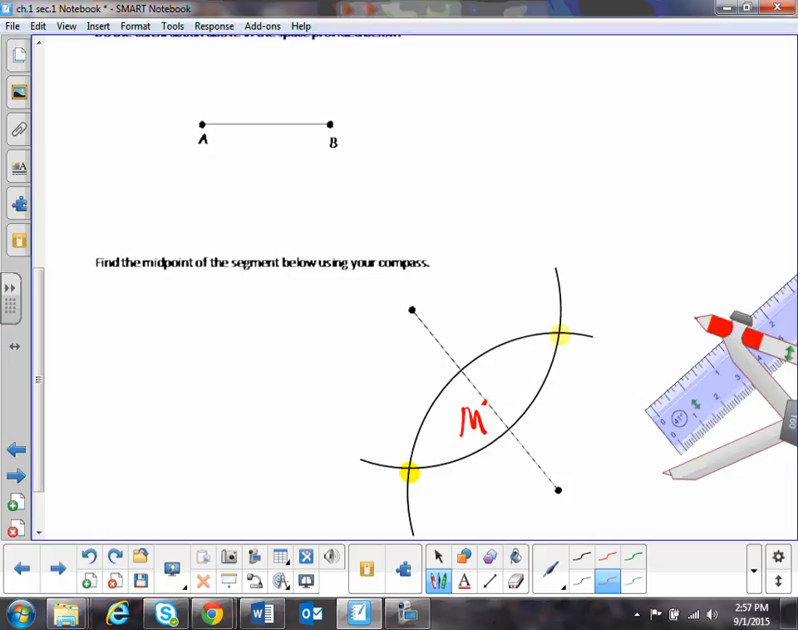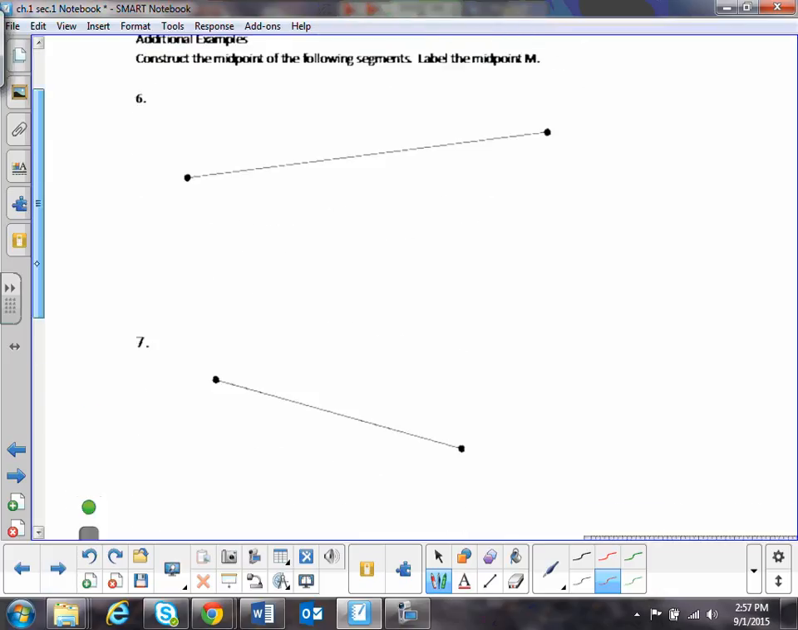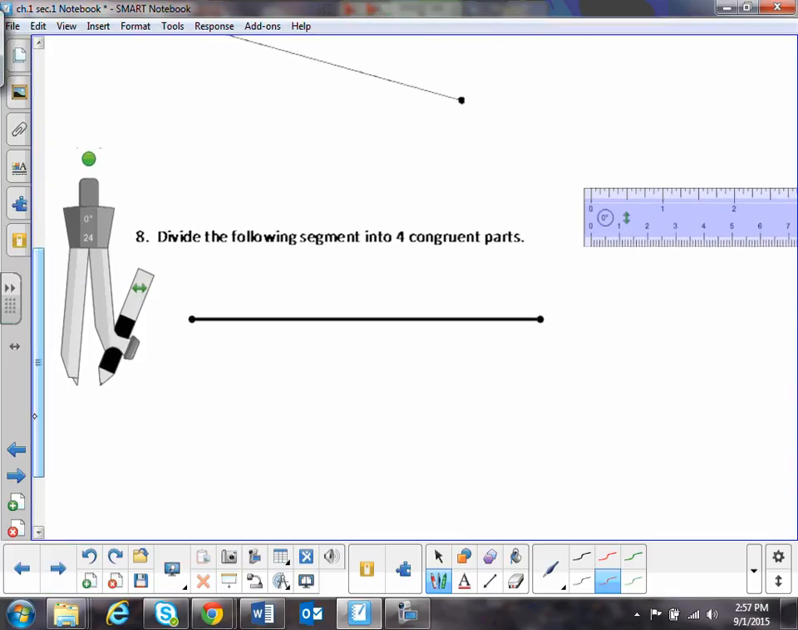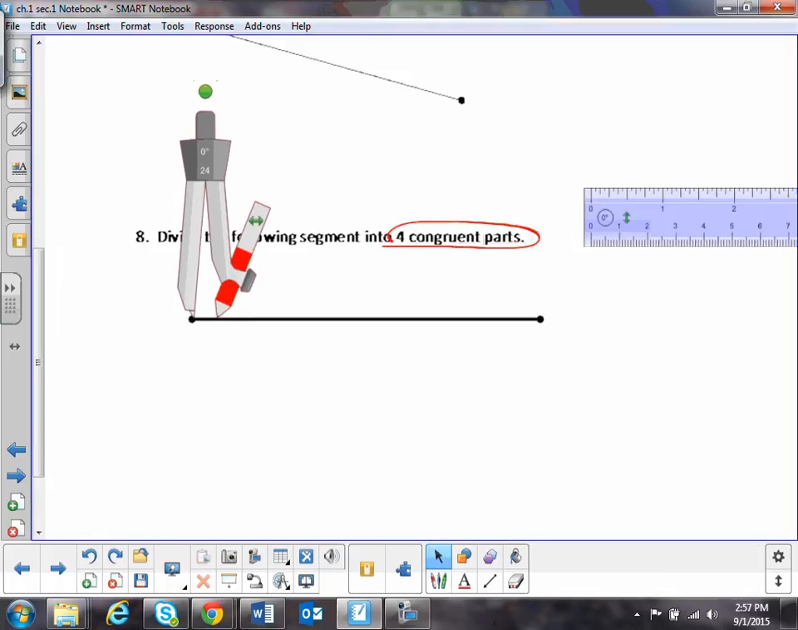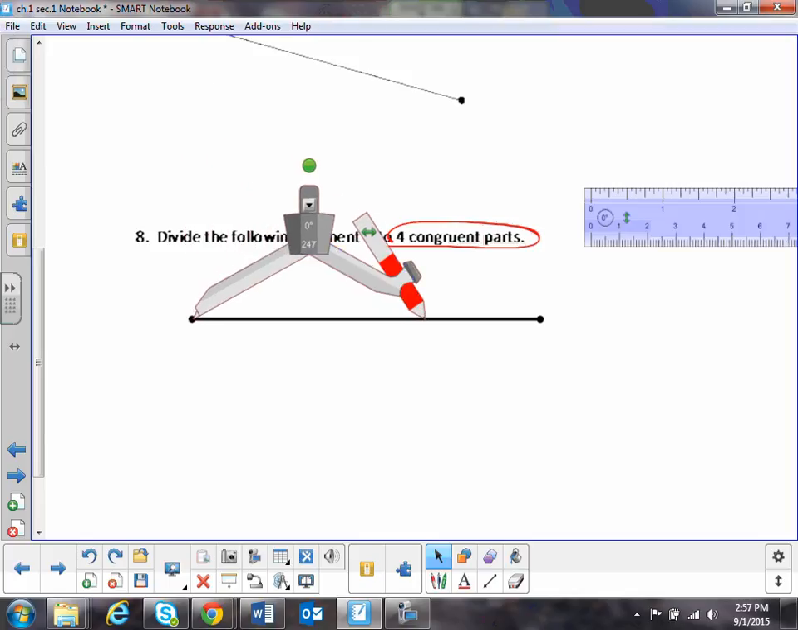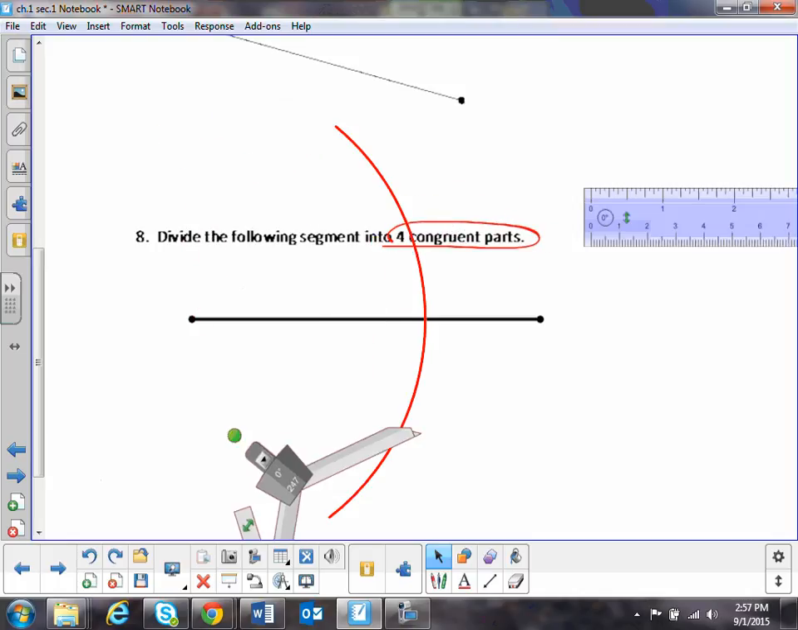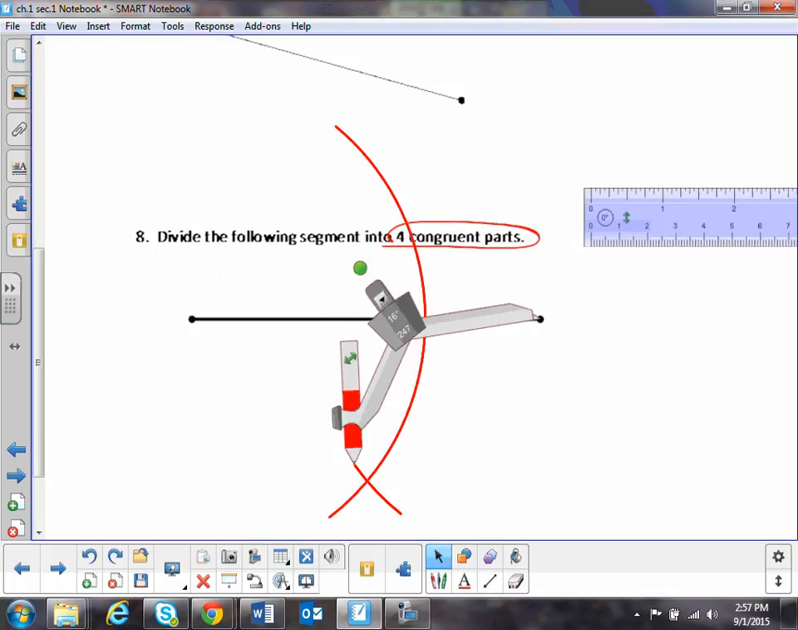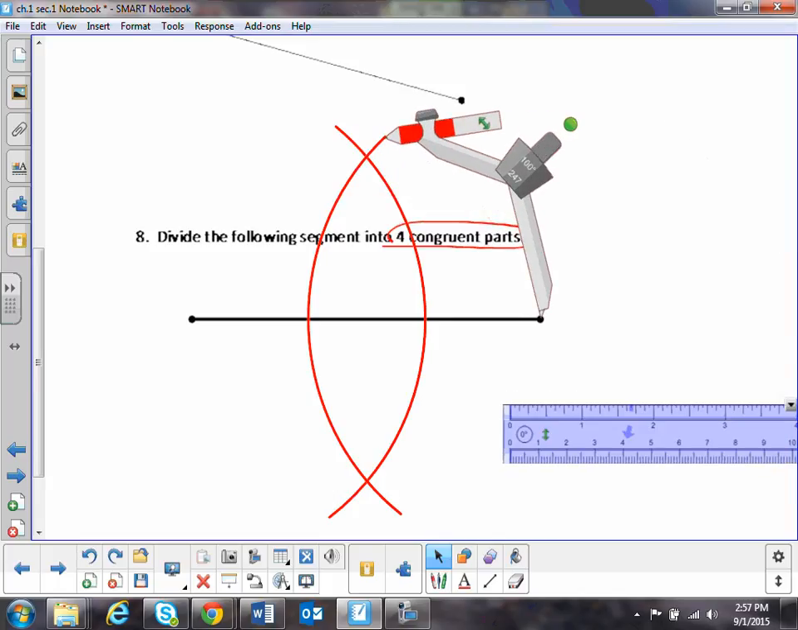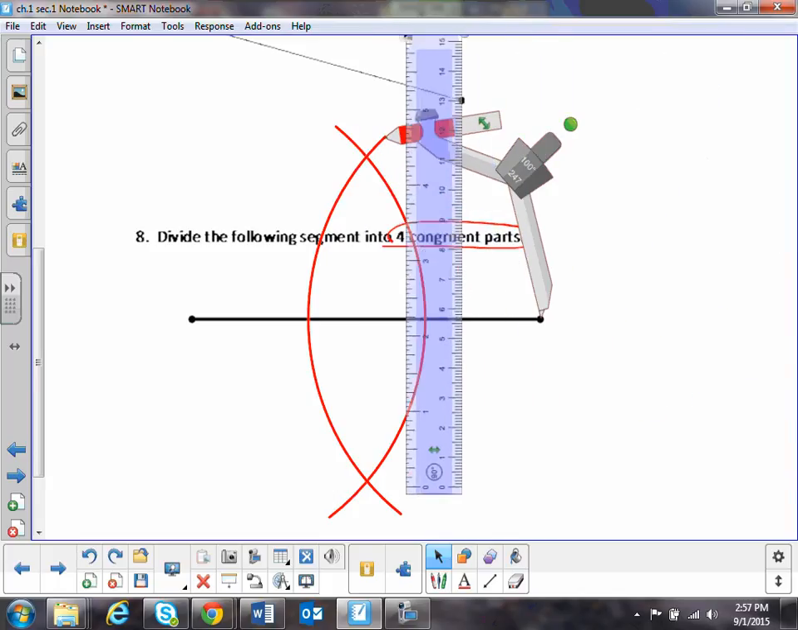Also, bisect. You'll hear me say that term a lot. Bisect means you cut in half. Okay, let's do one more, the very, very bottom. It says divide this into 4 congruent parts. Well, let's do what we just did. Let's divide it into 2 congruent parts. So we'll make one big arc here, place it on the other endpoint, big arc there, and then use your ruler and line up the 2 intersection points.